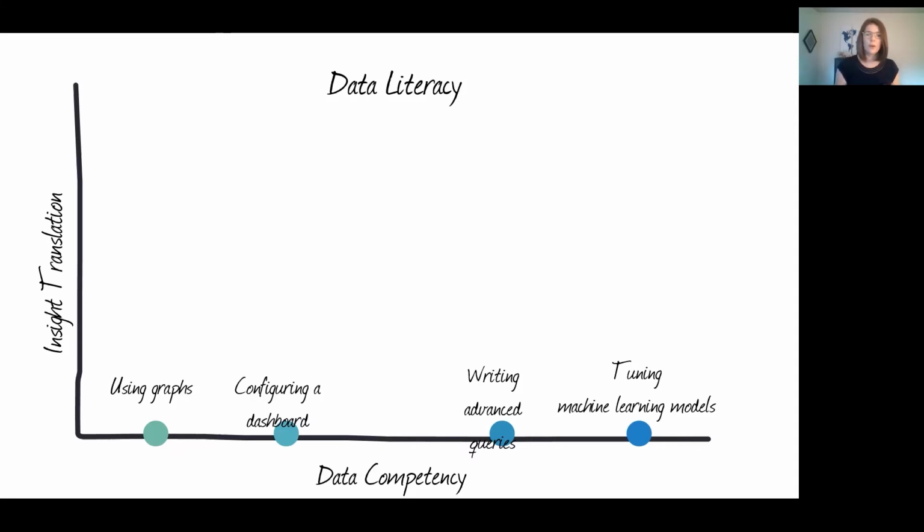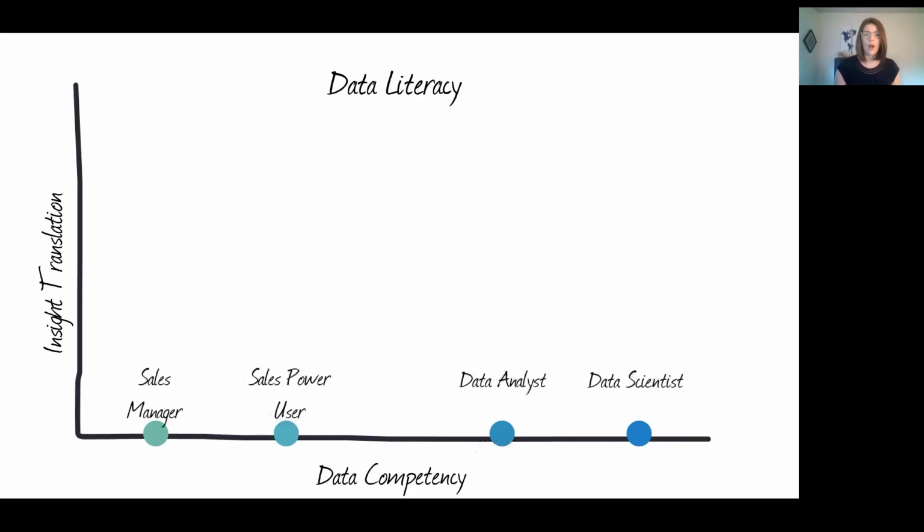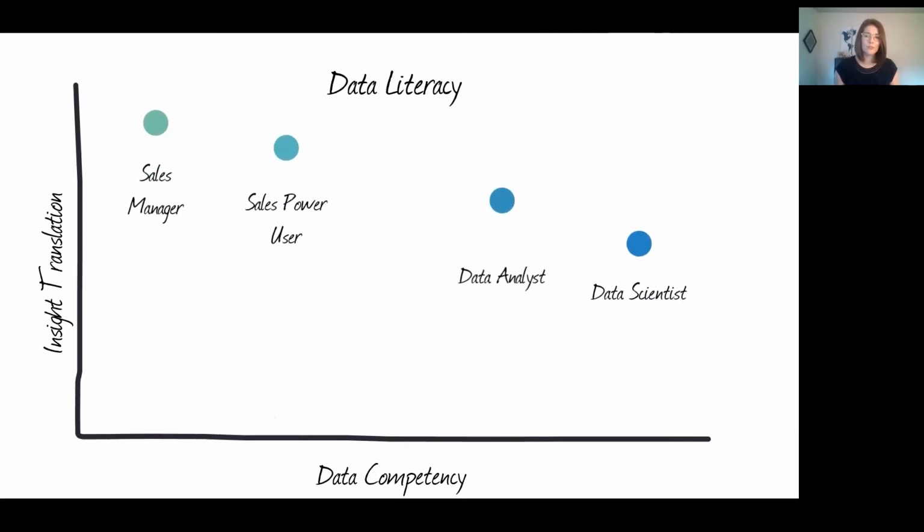Let's switch to thinking about the typical user who might operate at these different technical levels. As we consider what insight translation is, it seems reasonable to assume that the people who are closest to the business actions need the highest level of insight translation capability. As a sales manager, they might need to translate a graph about sales this quarter into tactical actions to reach their quota. The sales power user might provide more data and a more nuanced answer to questions around which regions need additional support this quarter.